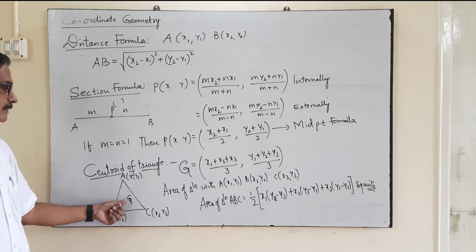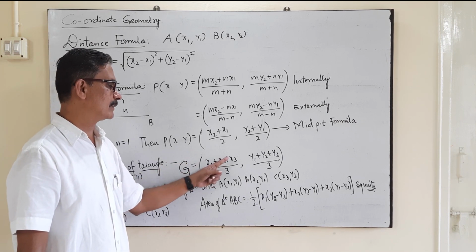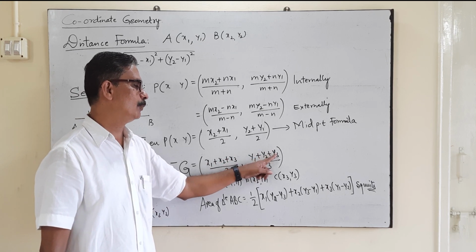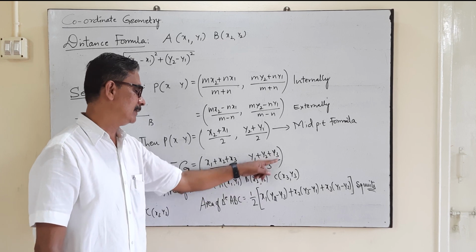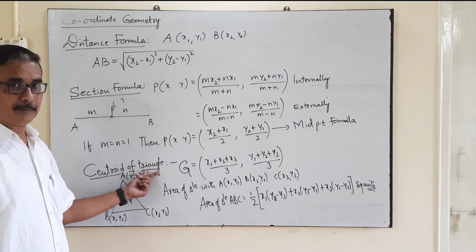Whereas to find the centroid of triangle ABC, now let G be the centroid of triangle ABC. Its centroid G is equal to, what is the formula? x1 plus x2 plus x3 divided by 3, y1 plus y2 plus y3 divided by 3. This is the formula for centroid of triangle, remember.